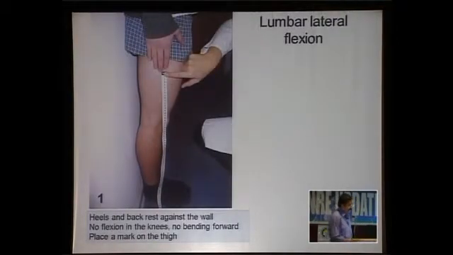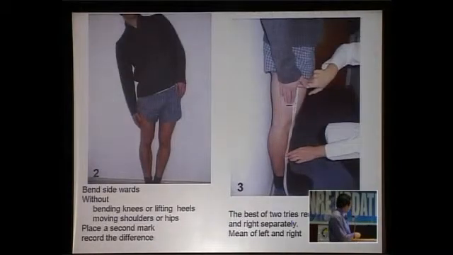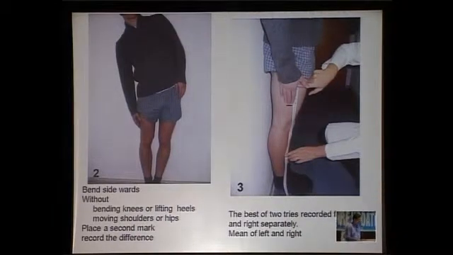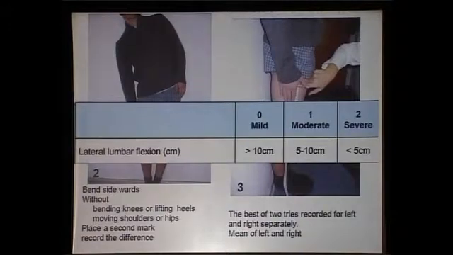Lumbar lateral flexion, you can see this. The patient has to stand like this, no flexion of the knees, no bending forward. Place a mark on the thigh here, and then you ask the patient to bend sideways and see the difference, how much he can bend between the 2 points. This is lateral lumbar flexion. If it is more than 10, it is normal, less than 5 is severe, 5 to 10 is moderate.